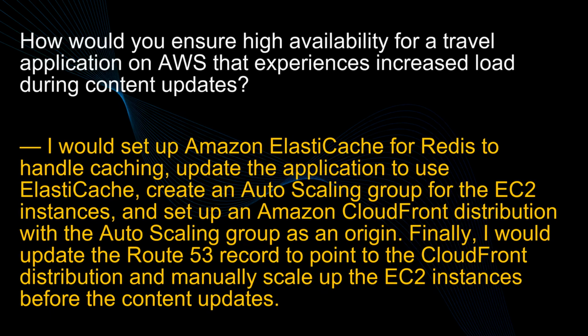How would you ensure high availability for a travel application on AWS that experiences increased load during content updates? I would set up Amazon ElastiCache for Redis to handle caching, update the application to use ElastiCache, create an auto-scaling group for the EC2 instances, and set up an Amazon CloudFront distribution with the auto-scaling group as an origin. Finally, I would update the Route 53 record to point to the CloudFront distribution and manually scale up the EC2 instances before the content updates.